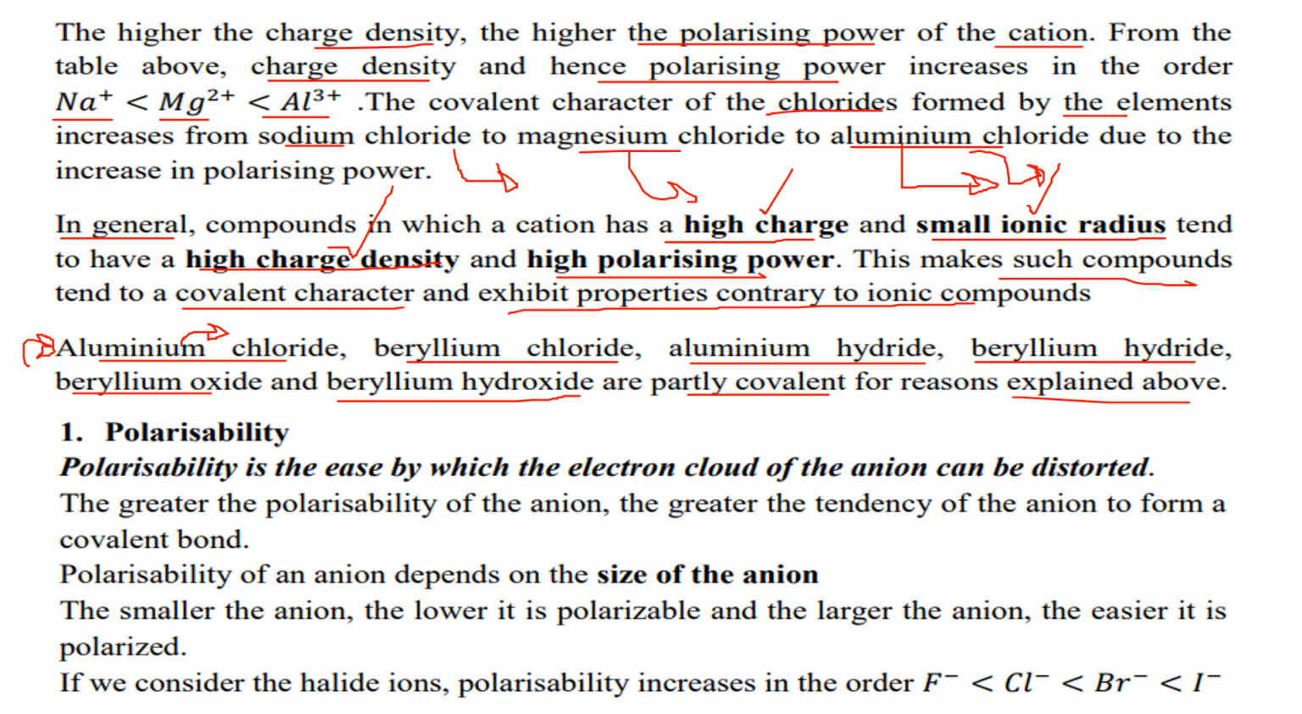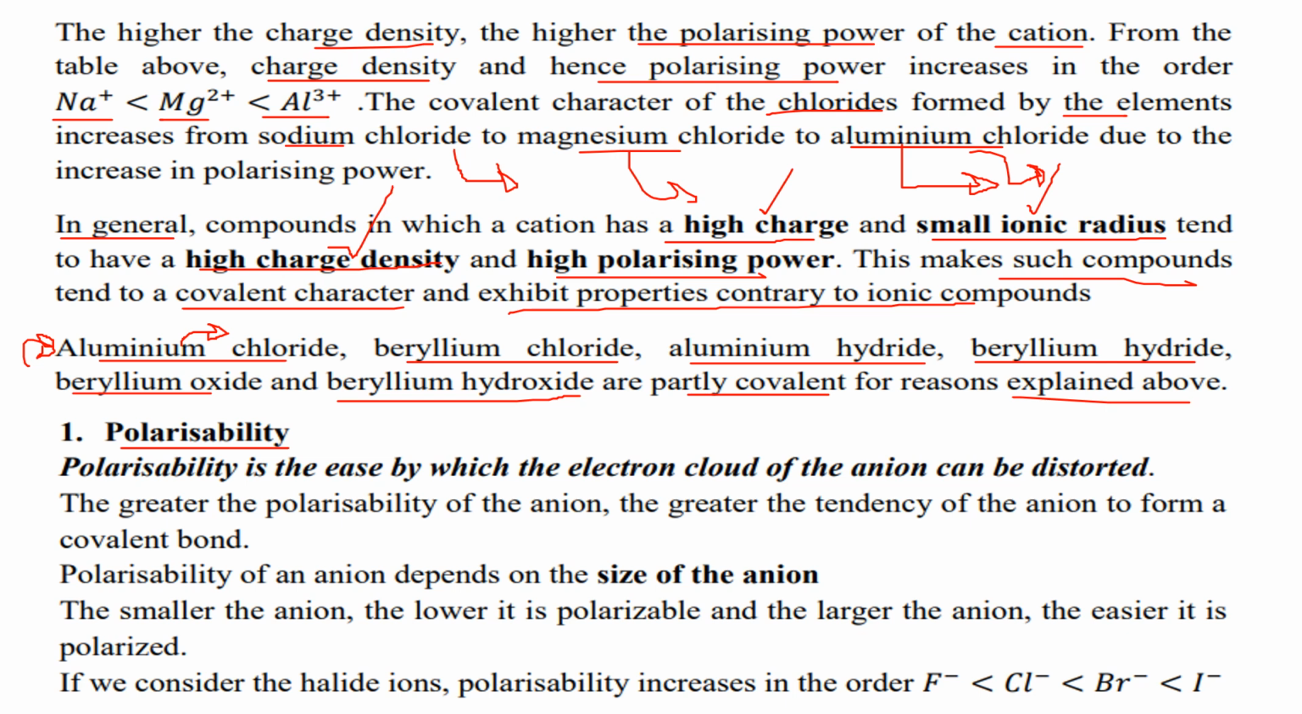So now let's look at the other part, which is going to be polarizability. Now we have been looking at polarizing power. Polarizability is going to be about the anion. Polarizing power is for the cation. So whenever a question tells you to explain polarizing power, it requires you to give an explanation in terms of cations. But if the question is about explaining polarizability, then your explanation must be in terms of the anions.